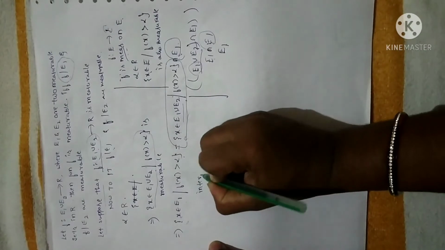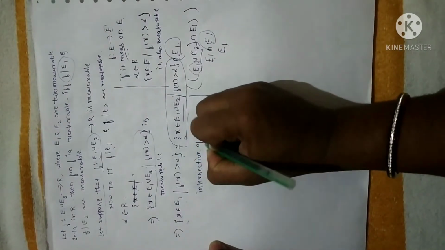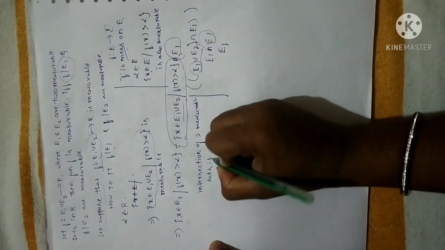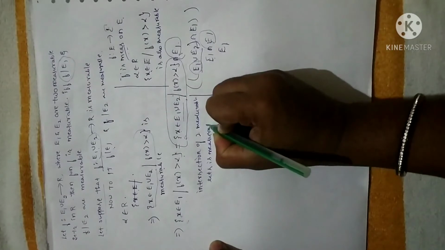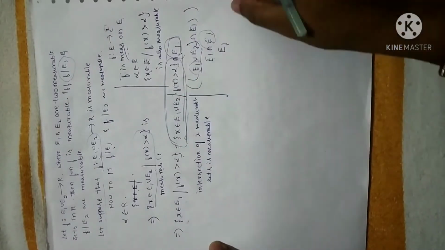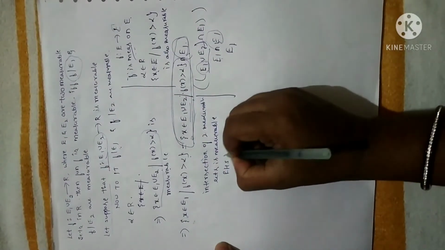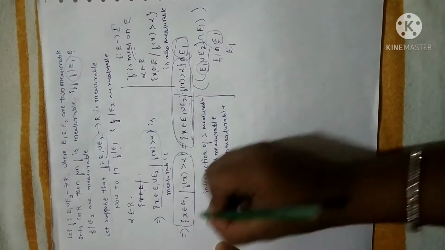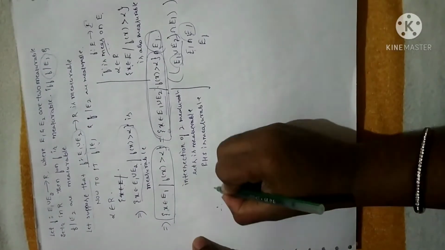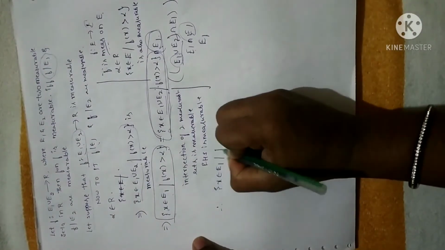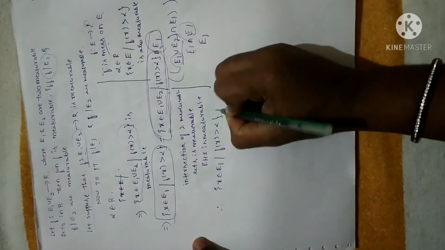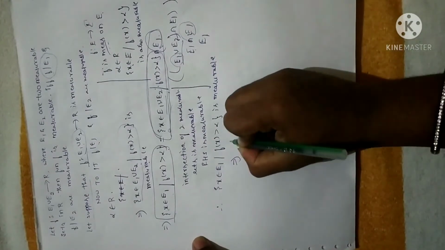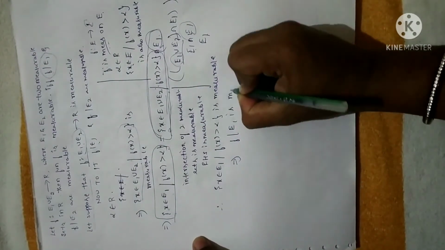Intersection of two measurable sets is measurable. So as per that I can say the term on the right hand side, RHS, is measurable. So if RHS is measurable, I can say the term which is in LHS is also measurable. Therefore, {x belongs to E1 such that f of x greater than alpha} is measurable. Or in another form I can write, f restricted to E1 is measurable.